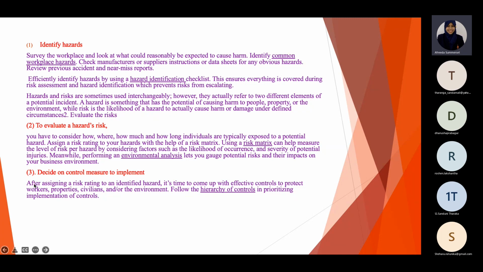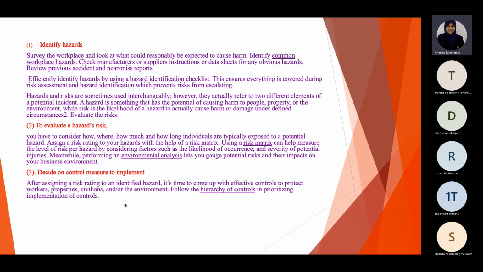And the third one is, you decide on control measures to implement. So after assigning a risk rating to the identified hazard, it is time to come up with effective controls to protect workers, property, civilians, environment. Follow the hierarchy of controls in prioritizing implementation of controls.